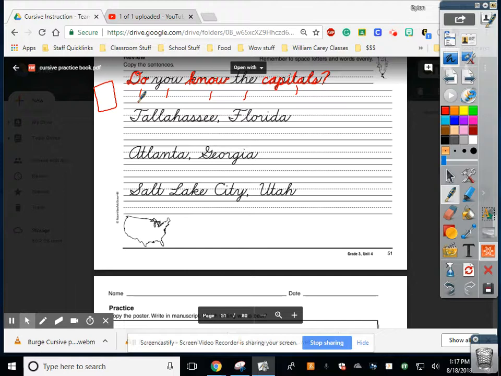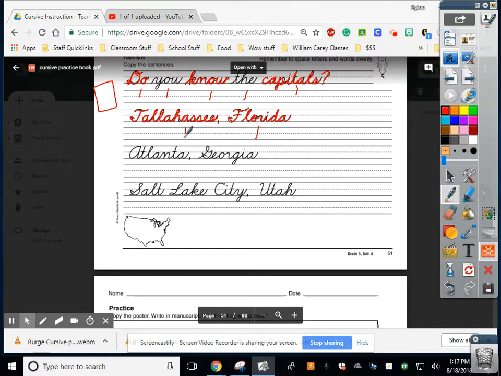Tallahassee, Florida. I'll go ahead and rewrite all these. But Tallahassee is the capital of Florida. Or as my son likes to say, Tallahassee, but it's actually Tallahassee. You should be knowing your capitals if my 4-year-old knows them. Florida. Okay, and you write them underneath.